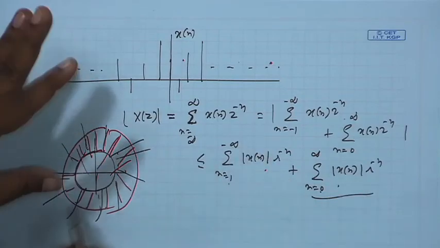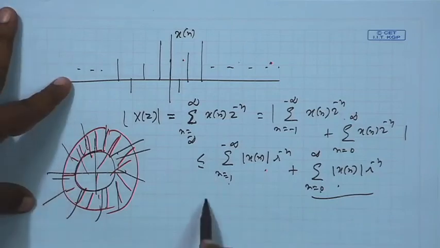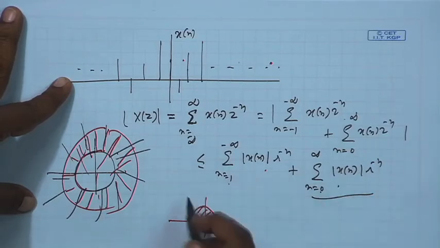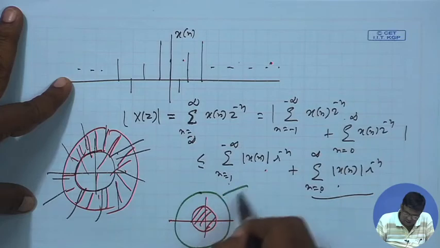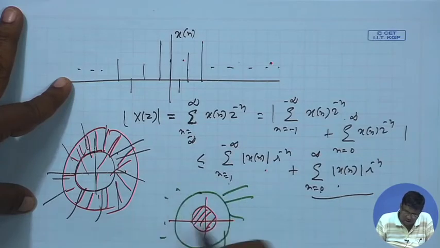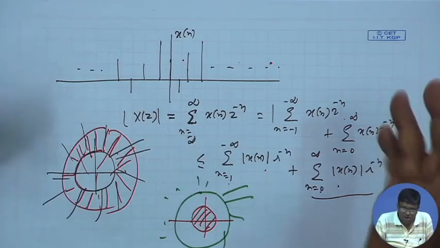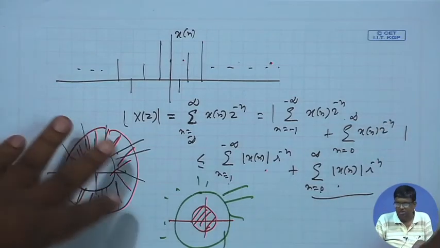But if the two circles are such that there is no overlap, I mean, from here it is inside a circle, suppose here, and from here it is outside a circle, then there is no overlap between the two shaded regions. In that case, there is no ROC, so the Z transform does not exist.